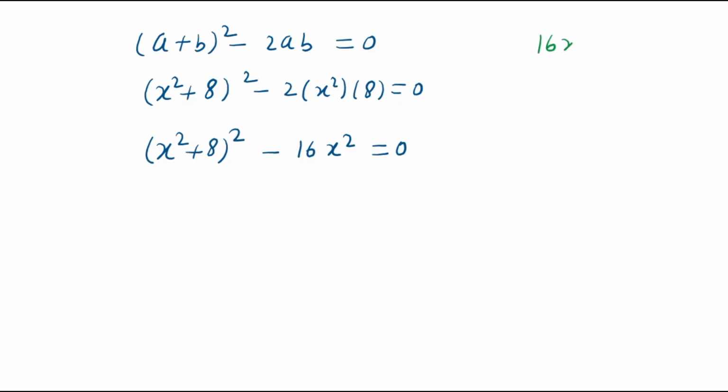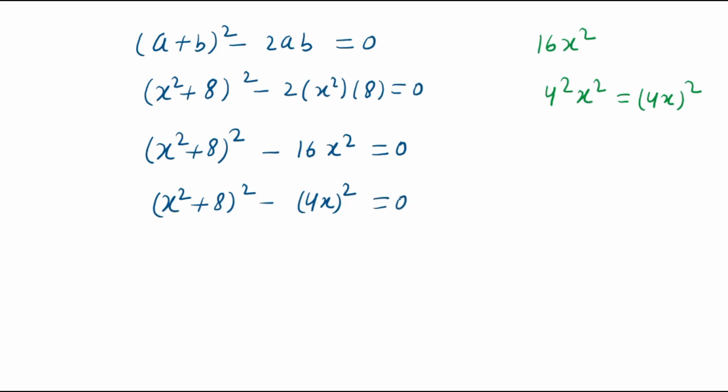Here 16 times x square, and this 16 can also be written as 4 square times x square, and 4 square x square is the same as (4 times x) whole squared. Now (x square plus 8) whole squared minus 16 times x square is (4 times x) squared, and this is equal to 0.